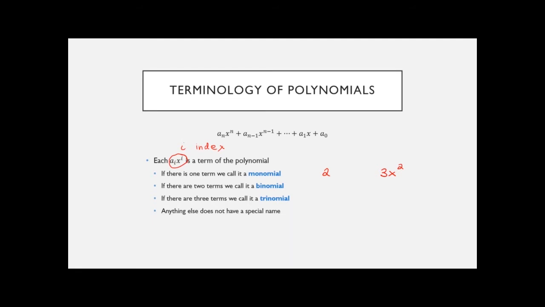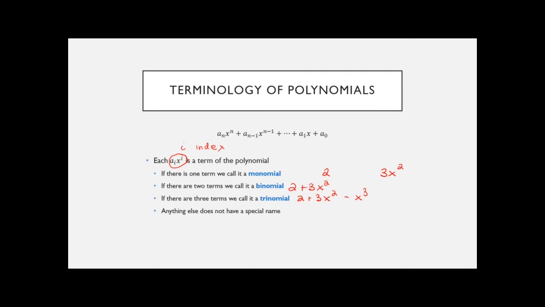So I could combine those 2 monomials to make a binomial by adding them together. If I add those together, I now have a binomial. If you have 3 terms, then it's a trinomial. Tri is 3, like tricycle. So I could have those 2 terms, and then let's say I add on minus x cubed. Now I have 3 terms because I have 2 symbols, a plus and a minus, and that makes it a trinomial.